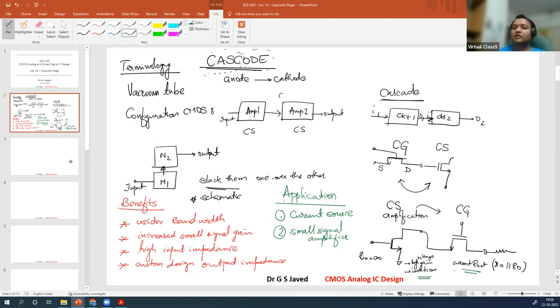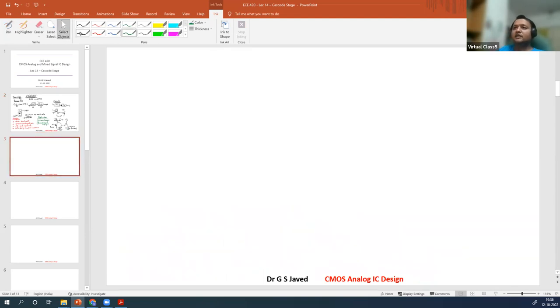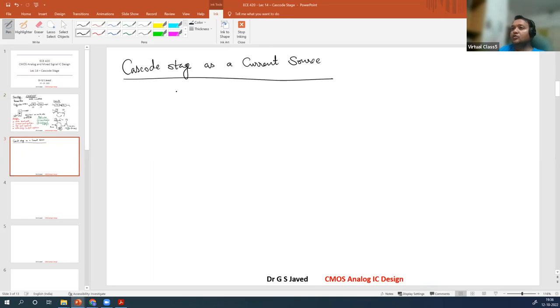Now, let us look at an example. For example, how do you use a Cascode stage as a current source? Because this is going to be very helpful. If you are going to have controlled output impedance, high input impedance, and a large small signal gain, then it will be great. So what do you do?